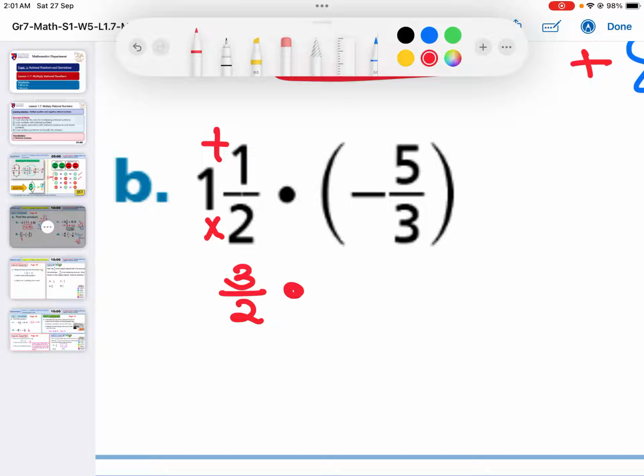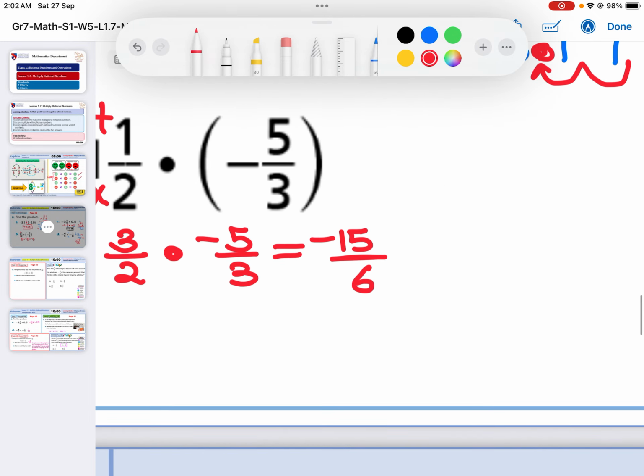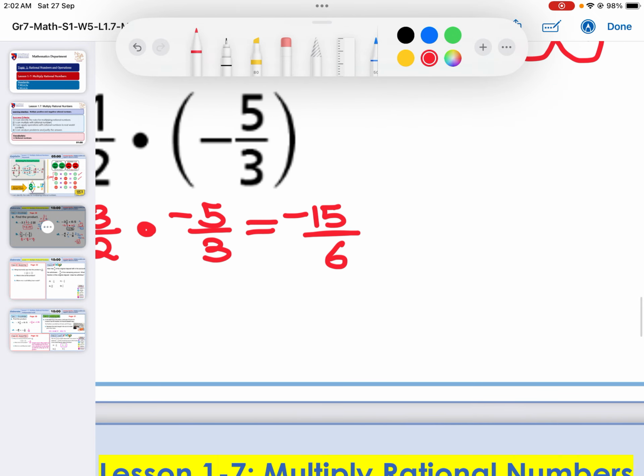Now let's multiply. Negative 5/3 goes down as it is. Okay, guys, I did not touch it. It's already a fraction. It's already ready for me. Now let's multiply. 3 times negative 5, that will be negative 15. 2 times 3, that will be 6. That's it. Okay, last step will be to simplify it.